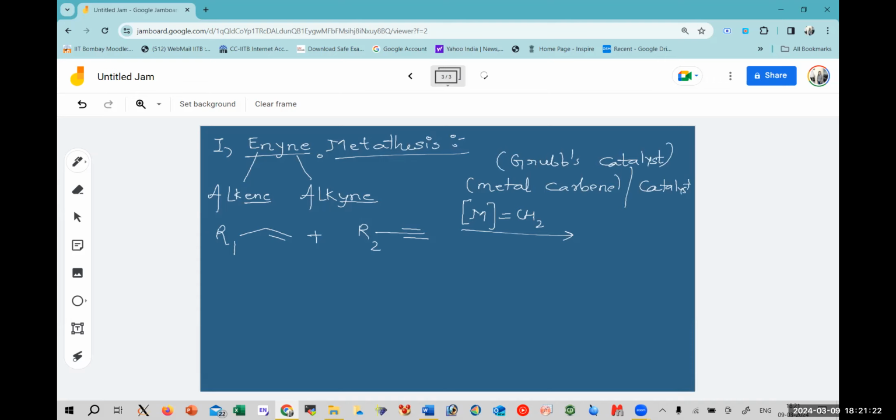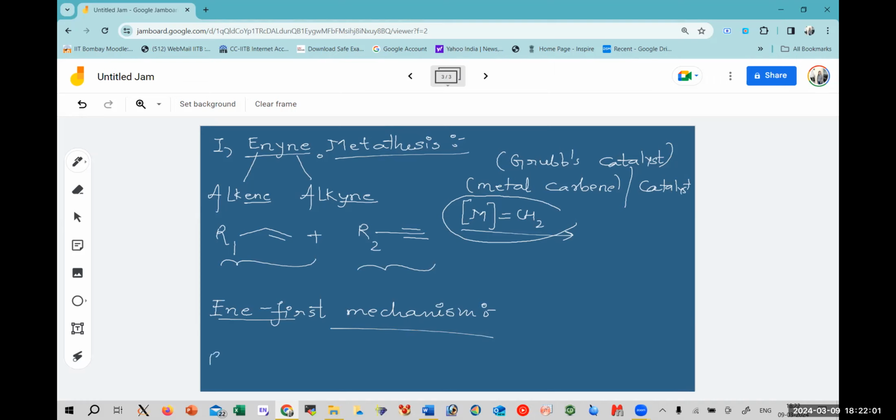What we have already seen in earlier cases in alkene metathesis is that this is the species which actually reacts with your alkene to further continue the reaction, and it will undergo a cyclobutane kind of intermediate and then give you the product. Now here we have an alkene and we have an alkyne. Which one will react with the metal carbene? So there is a competition. We are taking firstly the ene first mechanism, that means the alkene is going to react with your metal carbene catalyst.